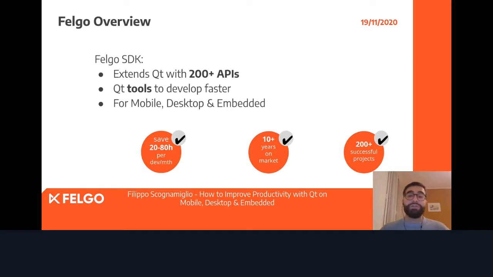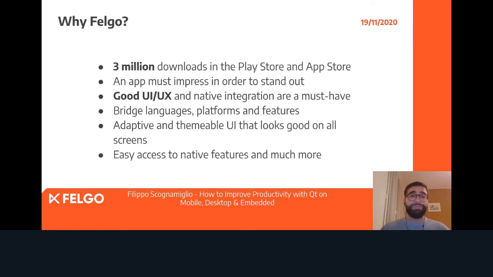We have more than 200 successful projects, and on average, we can save around 20 to 80 hours of development for each developer per month. And we're going to see how. So Felgo has more than 3 million downloads in Play Store and Apple App Store. And the idea is that out of the box, you should be able to create outstanding UI and UX experiences for your user without much fiddling into the details of Qt or native code. Everything should work out of the box as much as possible.